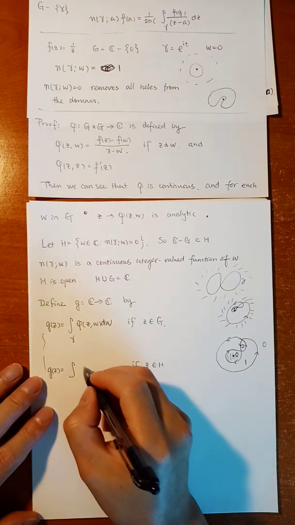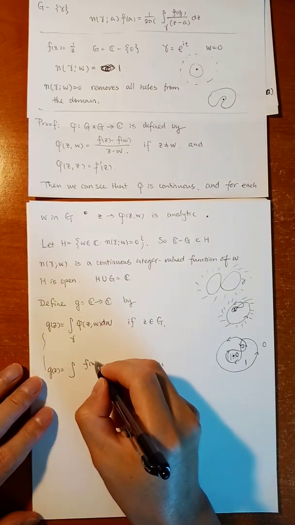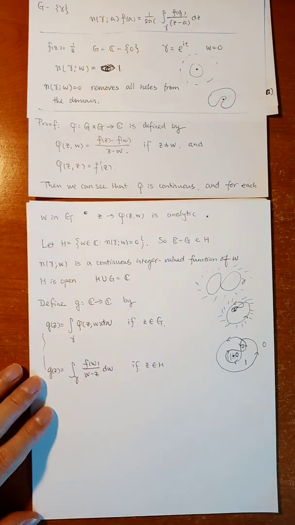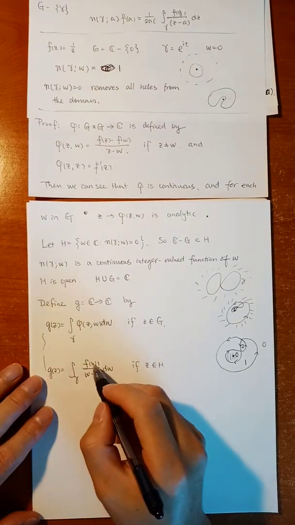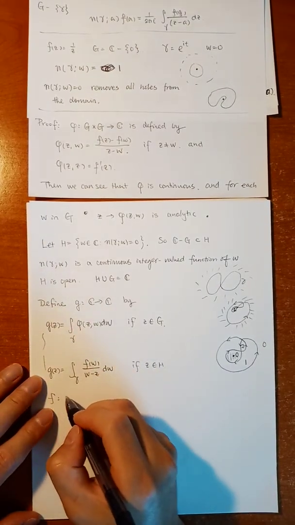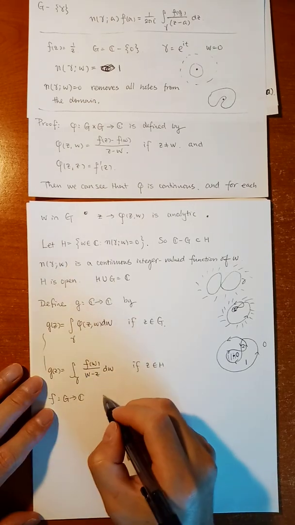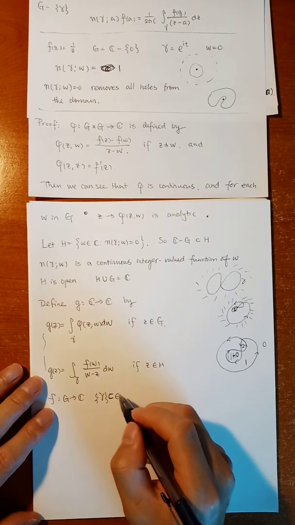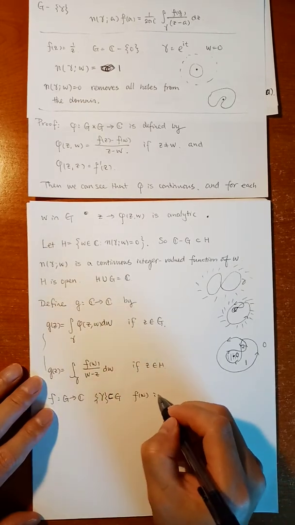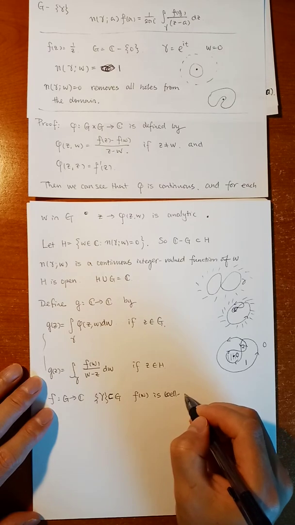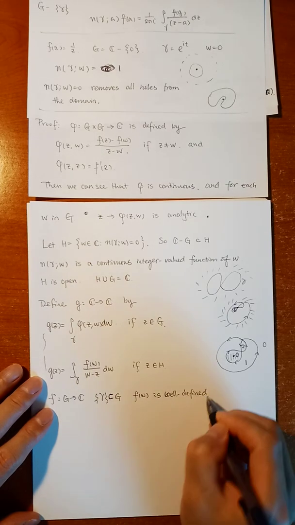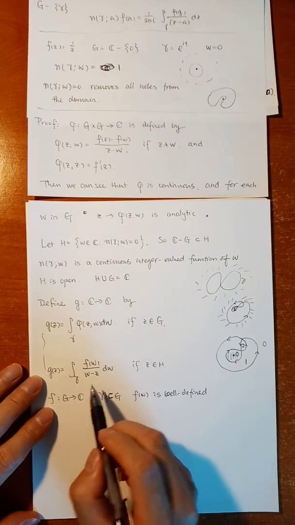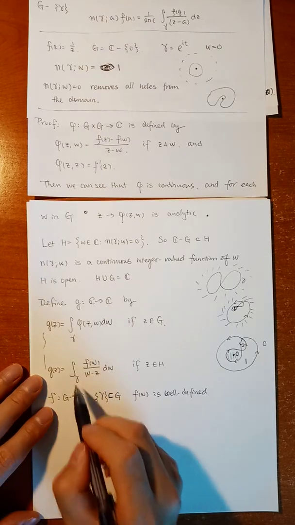g(z) is equal to the integral of f(w) over (w minus z) dw along gamma. So be careful here. f is only defined on G, but this gamma is inside G. Gamma is inside G, so f(w) is well defined. We just use this quantity over w minus z. And z is inside H. w is still inside G. Okay?